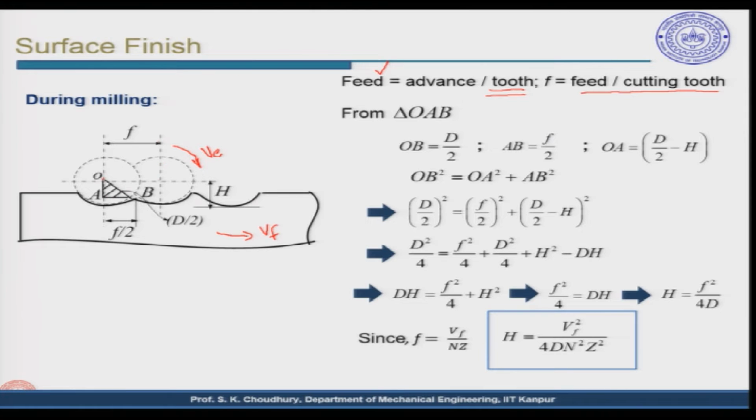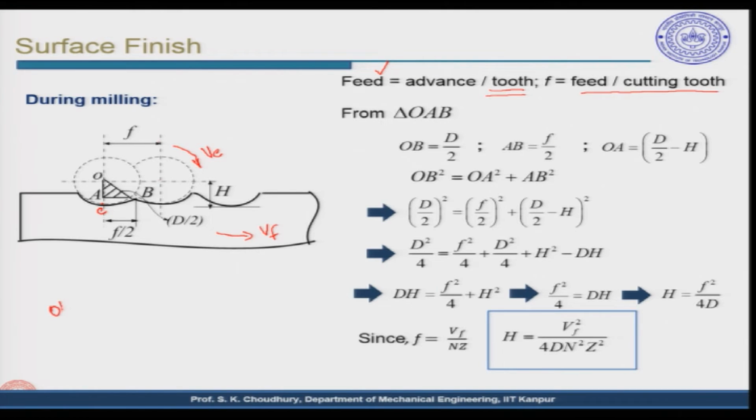Now, if we again join, this is the center of the milling cutter, you join this intersection, and from here to here it is the feed. So, from this point to this point, it will be f by 2. Now, OA can be considered as O to this point, let us say we will call this point C, I will take the pen.